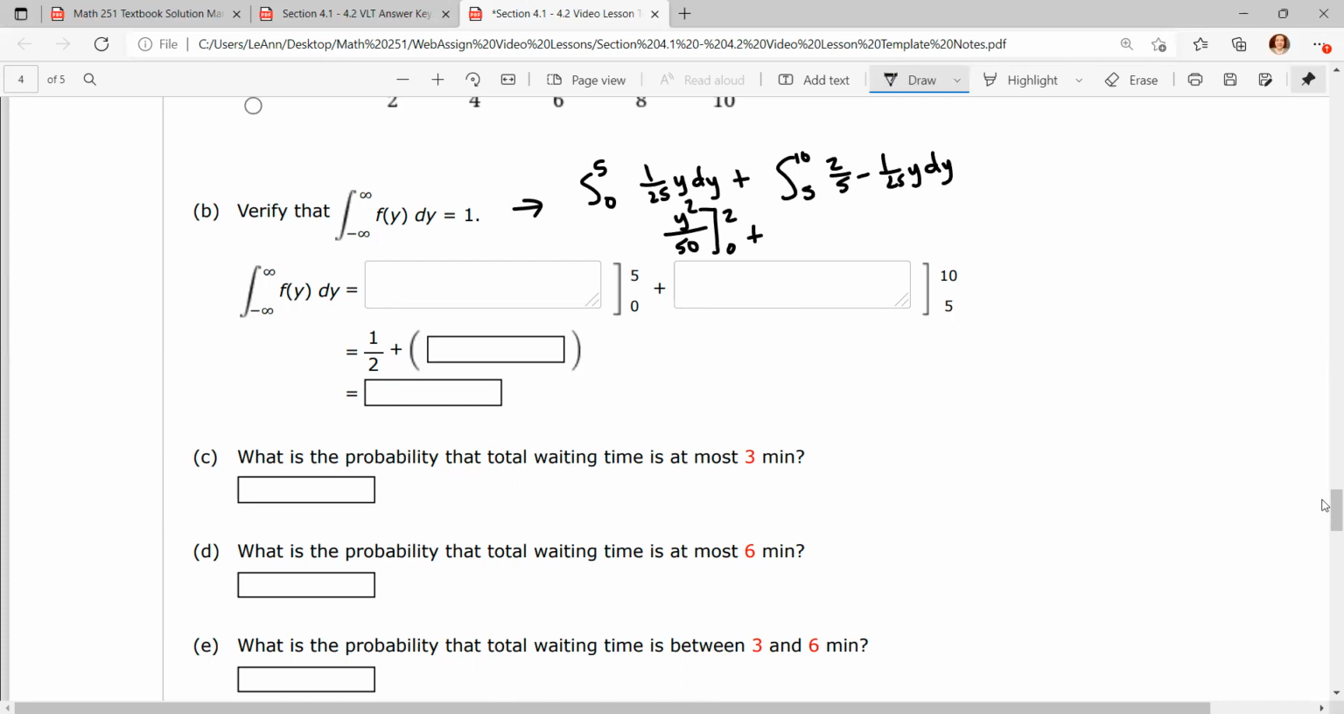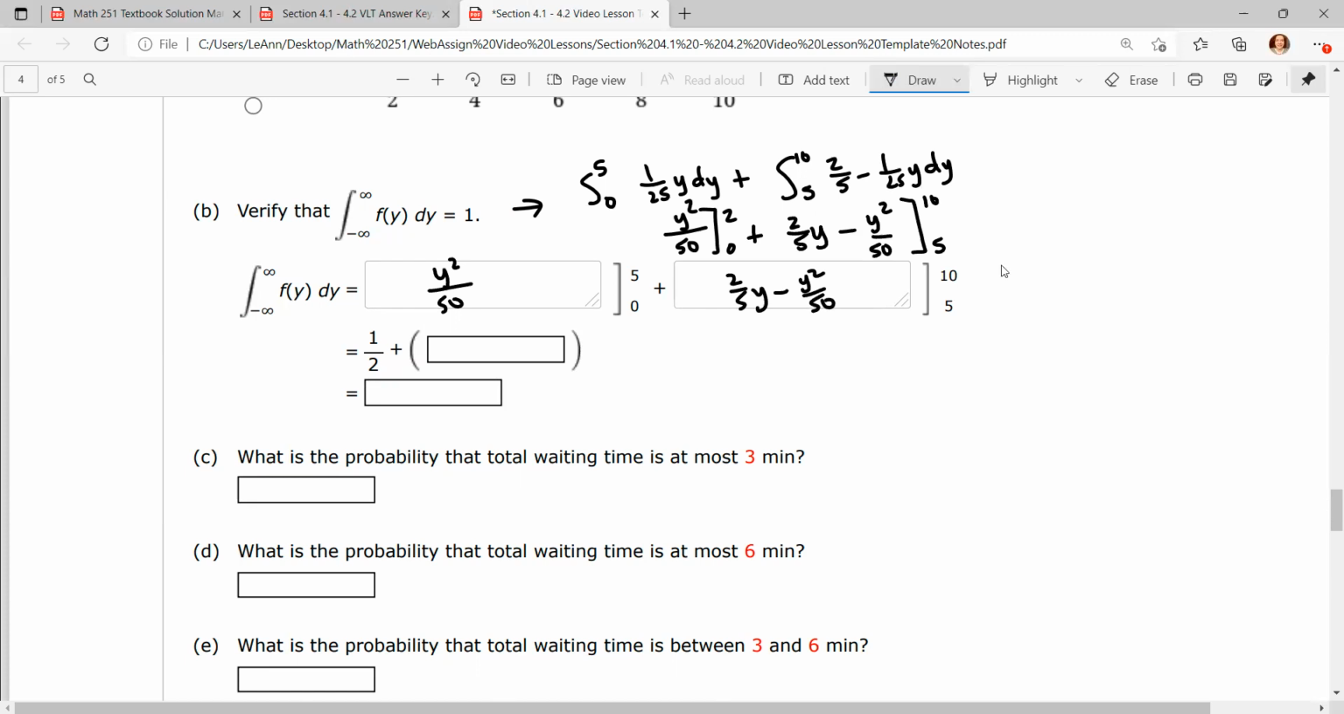And then this one will be 2/5 y, because a constant will get the variable, minus, and that's the same as what we had before, but it's a minus this time. So that's y squared over 50. And we'll evaluate that from 5 to 10. So that's what this first line right here is. It's showing that we're doing y squared over 50 from 0 to 5, and 2/5 y minus y squared over 50 from 5 to 10. Going to work those out.